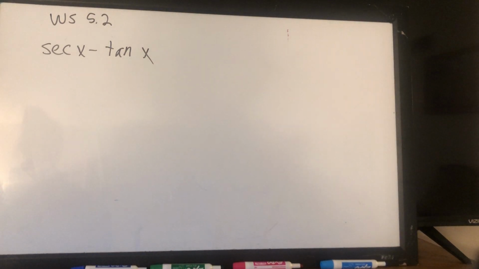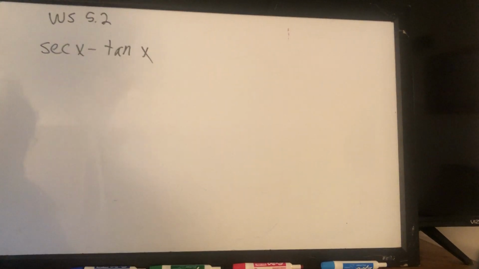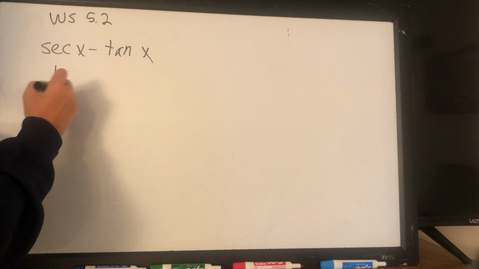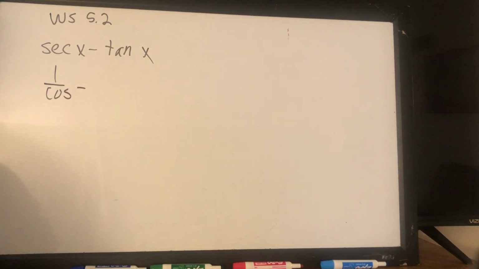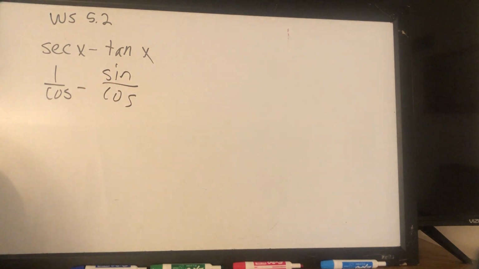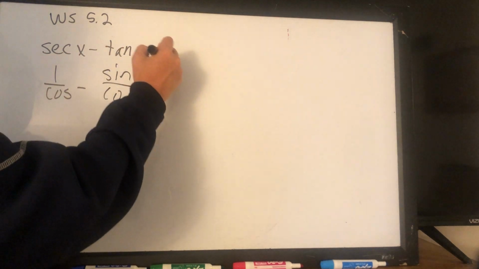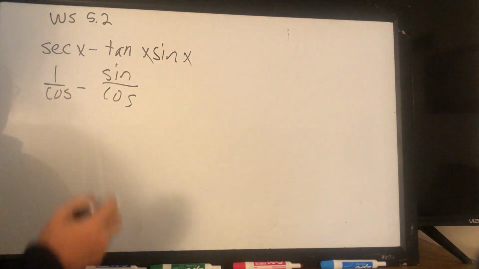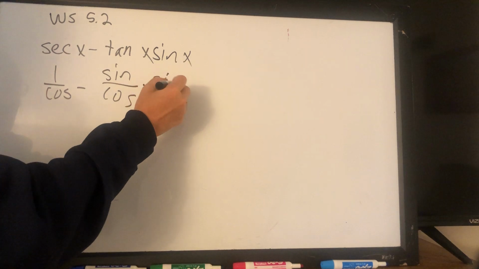Again, remember how I said sines and cosines, so let's put this as 1 over cosine. Tangent would then be sine over cosine. Those have, I didn't copy it right, tan x sine x. And then that would be sine over 1.